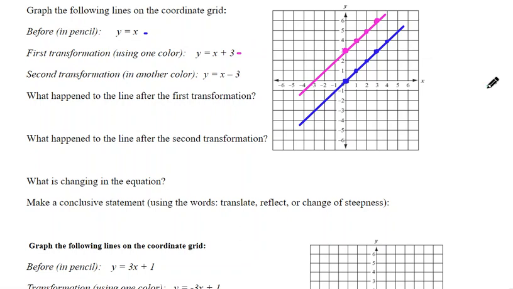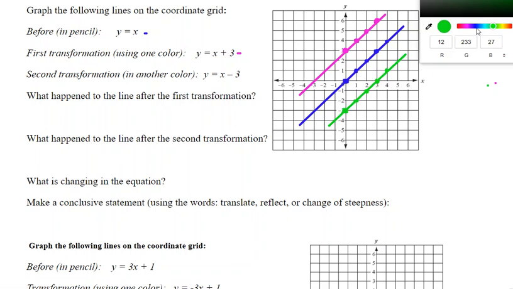Let's do green. The next one says y equals x minus 3. So x minus 3 means my y-intercept is at negative 3 because it says minus 3. My slope is still the same, still a 1 in front of that x. So it's up 1 over 1, up 1 over 1, up 1 over 1. After I get some points, I can connect my dots and make my line. All right, there we go.